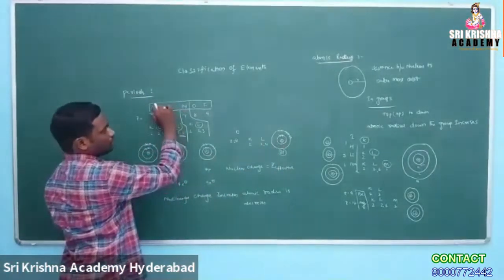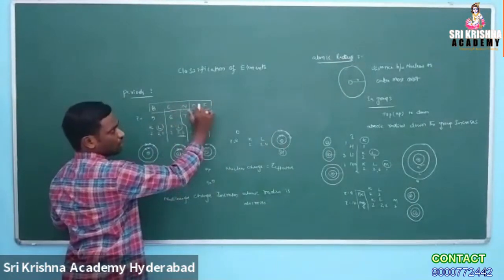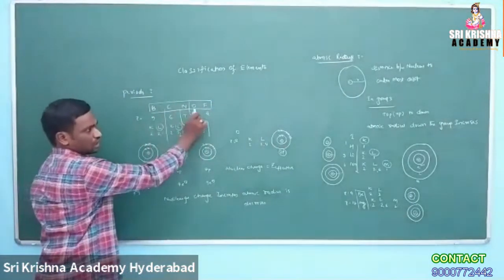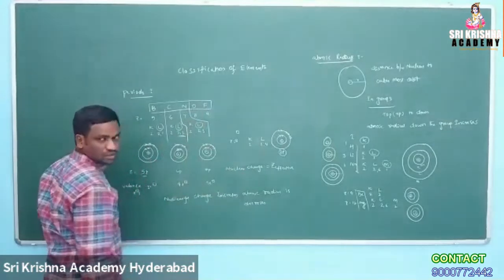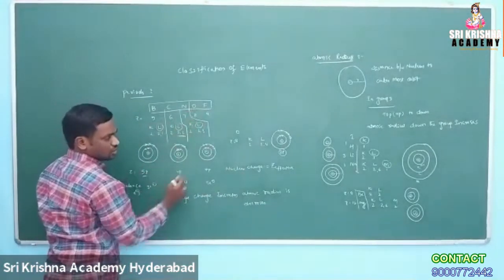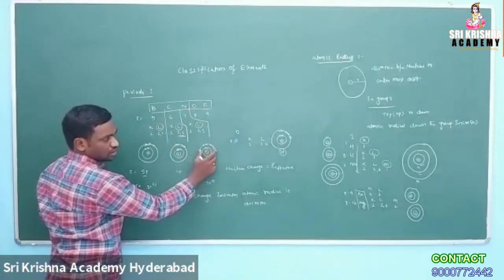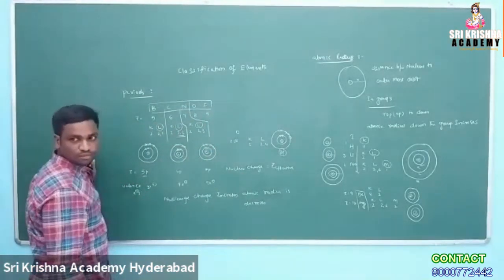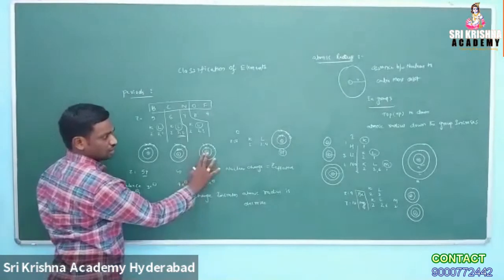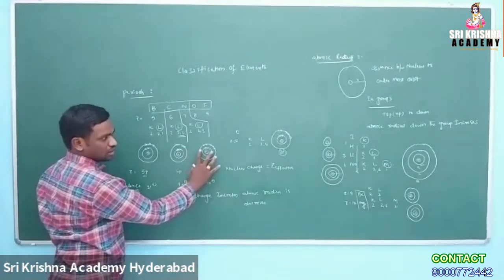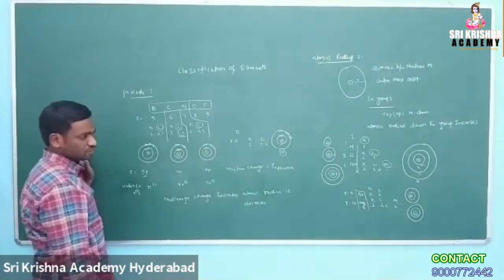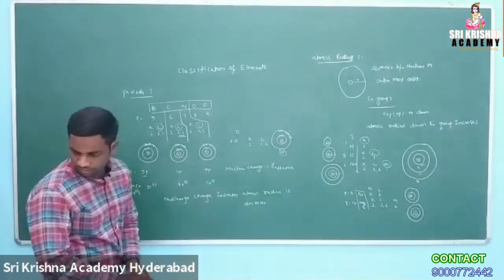From left to right, boron to fluorine, or boron to oxygen, the positive charge is increasing. That is, nuclear charge is increasing. Nuclear charge increases, so attraction power increases. This means the last shell comes towards the nucleus, near to the nucleus. So the size, the radius of the atom, decreases across periods.